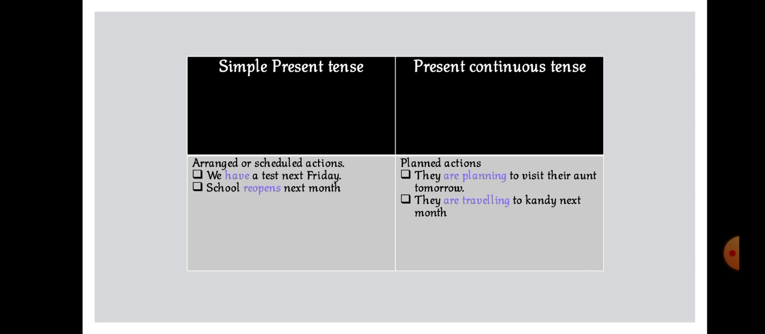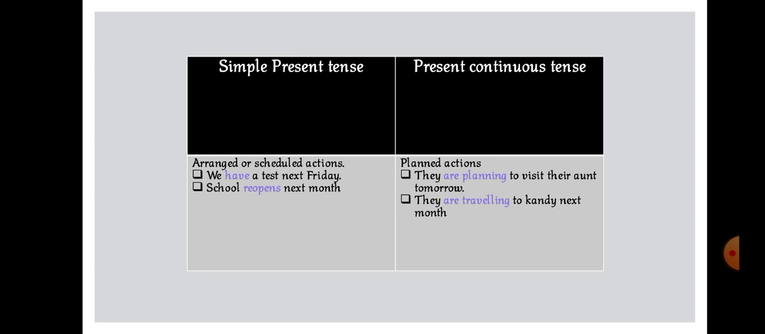Then the present continuous tense is used for planned actions. Here, not scheduled but planned actions, something you plan to do tomorrow or next week. For example, they are planning to visit their aunt tomorrow. That is what you call a planned action. There you use the present continuous tense. Simple present tense is used for arranged or scheduled actions.